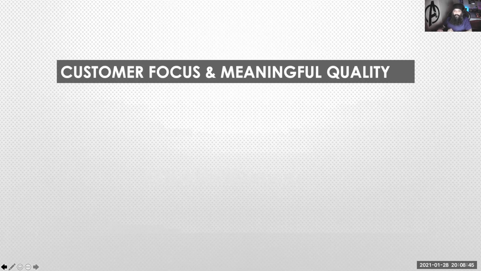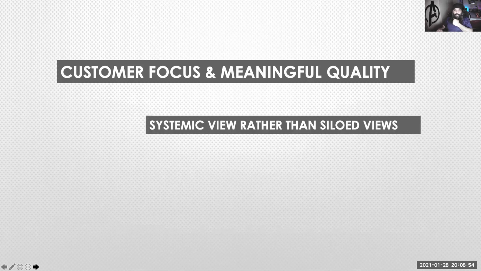So now when you're talking about teams working in this way, what are we focusing on? Customer and meaningful quality, right? Why? Because now we have a systemic view rather than just a siloed view. We're not trying to optimize a component. Since we have understood the value streams and the role that each team or each member plays in that particular value stream, nobody's really bothered about thinking, how do I make the best component ever, right? Let's say going back to the Maruti example.